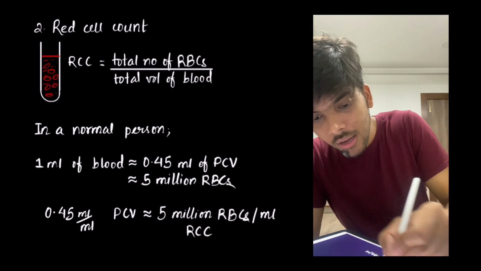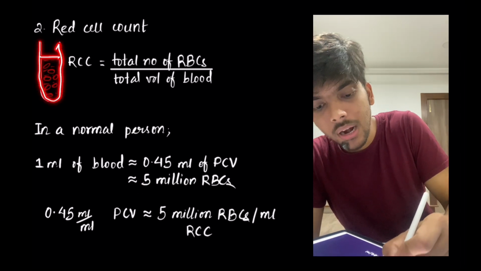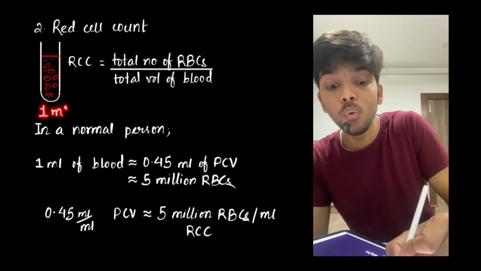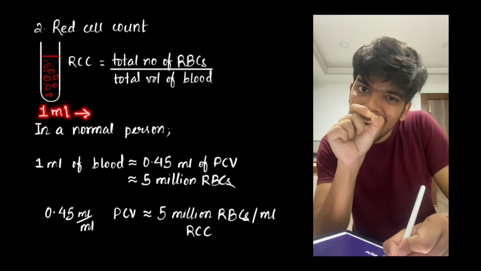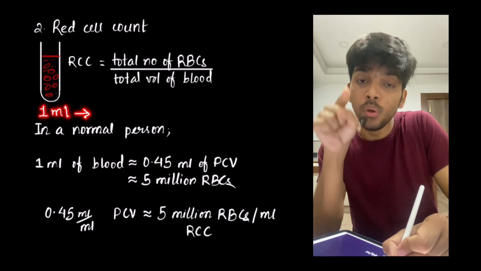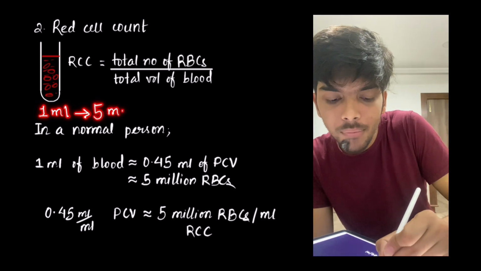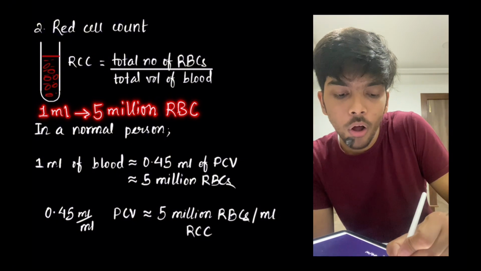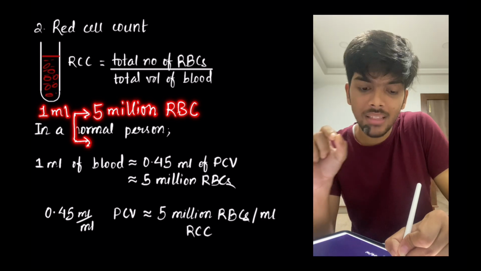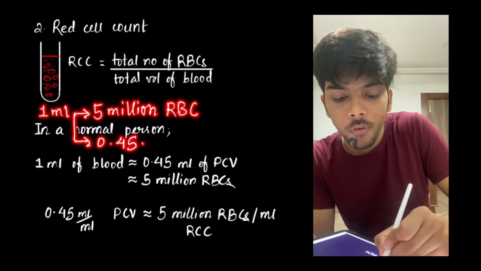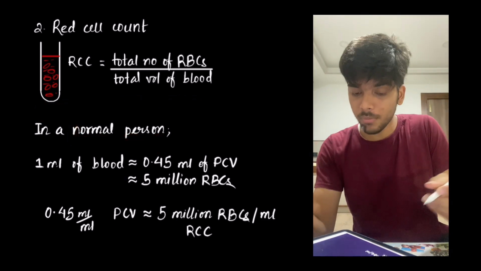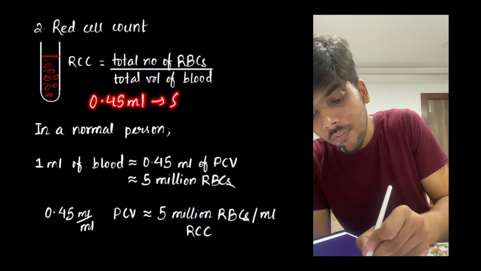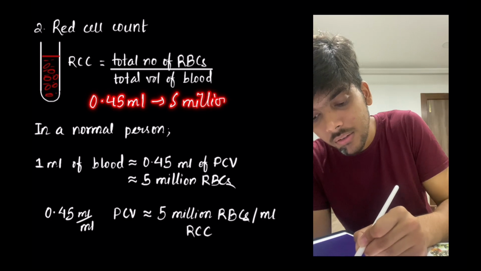So let's say I have taken a test tube, and this test tube right here contains 1 ml of blood. In this 1 ml of blood, if you were somehow able to count individual RBCs one by one, you'd find that there are altogether 5 million RBCs. And if you are somehow able to measure the volume of all those RBCs, you'd find that they compose 0.45 ml of the blood. So that means 0.45 ml of this blood contains 5 million of RBCs.